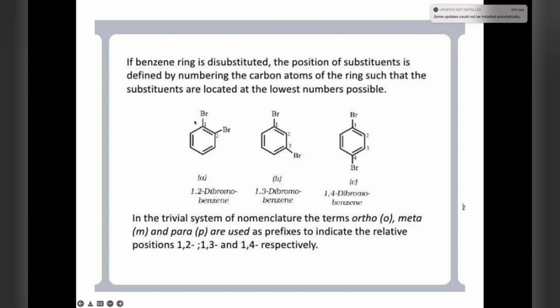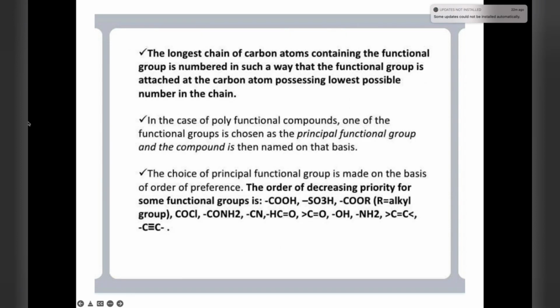This is 1,2-dibromobenzene, this is 1,3-dibromobenzene, this is 1,4-dibromobenzene. So, in nomenclature terms, ortho, meta and para are used as prefixes to show the relative positions 1,2, 1,3 and 1,4. Okay, ortho is 1,2, meta is 1,3 and para is 1,4. Remember these.